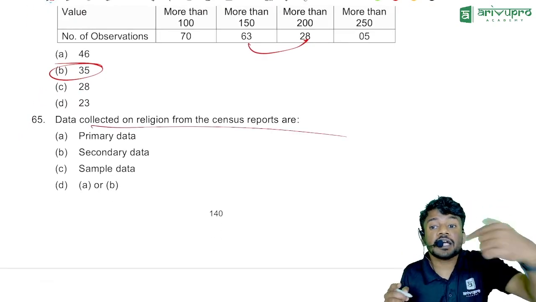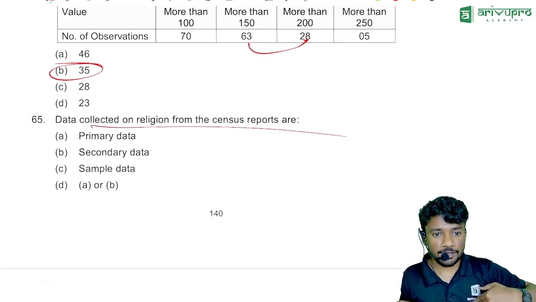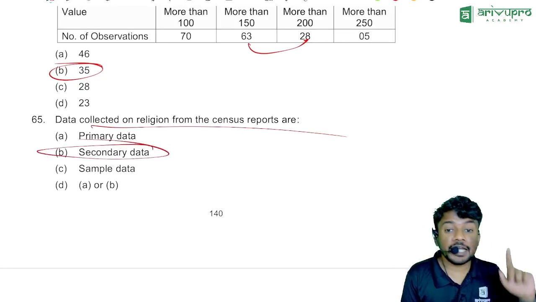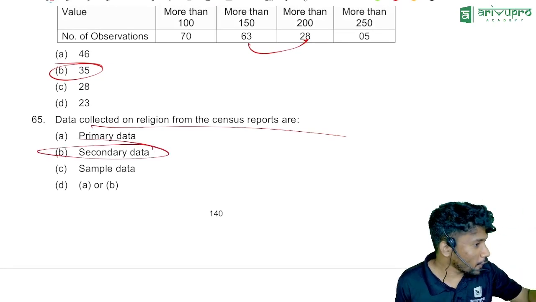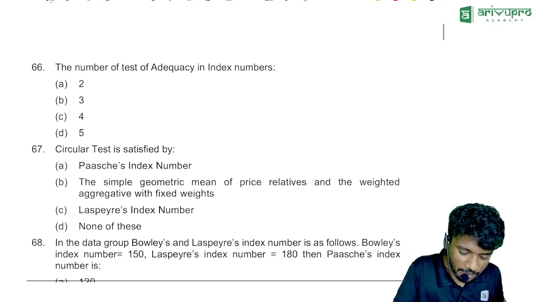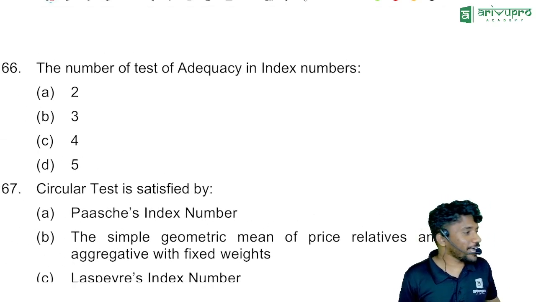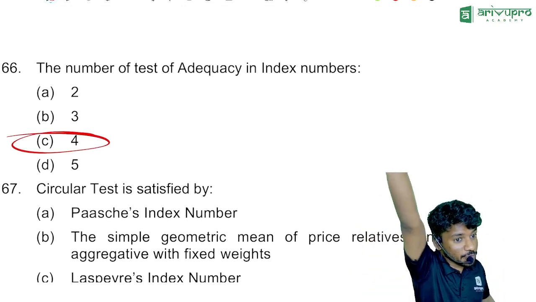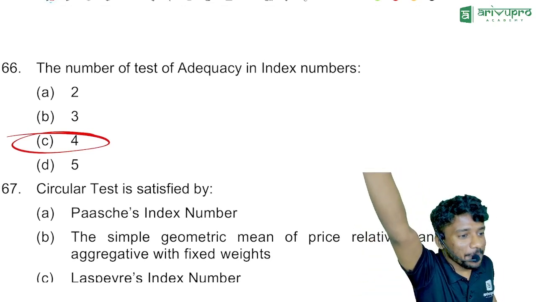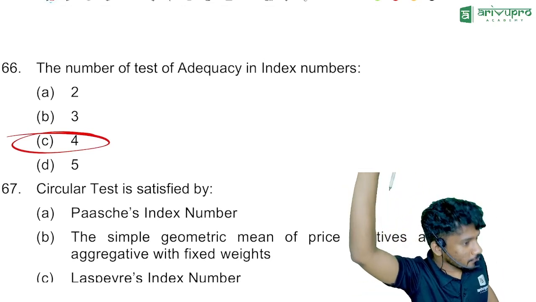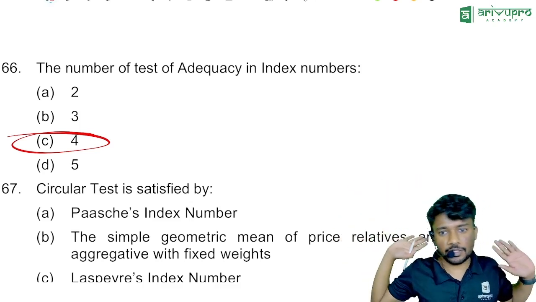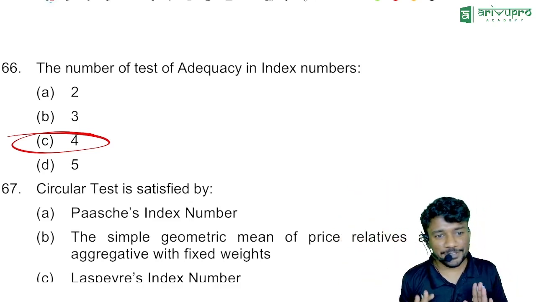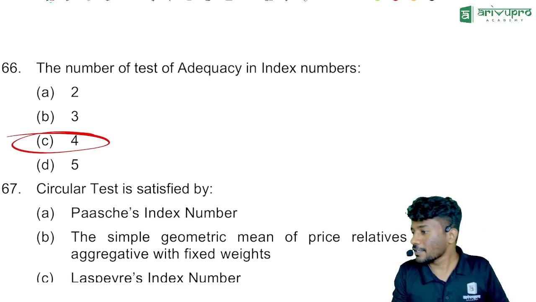From census, we are collecting the report. What does that mean? Secondary. You are not directly going and asking. That means it is not primary, it is secondary. What is the answer? Number of tests of adequacy. 4. Which are those tests? Okay, fine. Good. Yes. Next one.